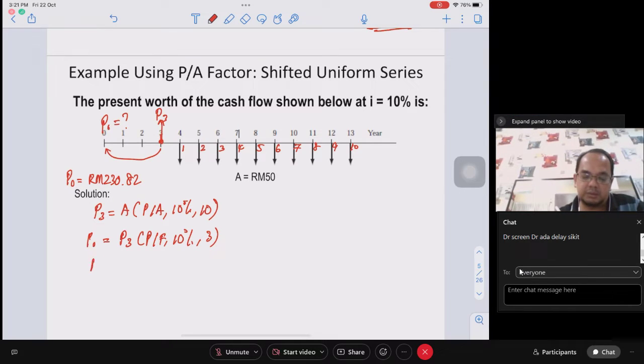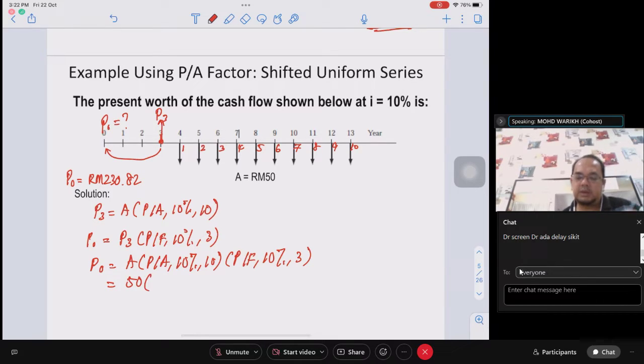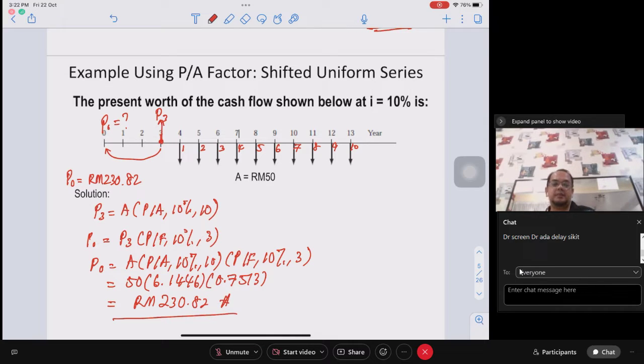Okay, then masukkan satu. P is A, 10%, 10. Okay, multiplied by F. A is 50 ringgit. The A, 10%, 10. You refer to the table. So you get 3.1446 multiplied by 0.75. So it's 10. Any question? What question?